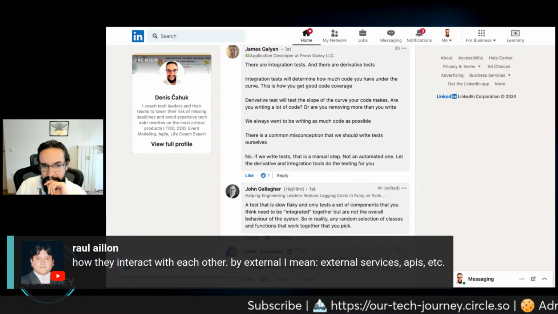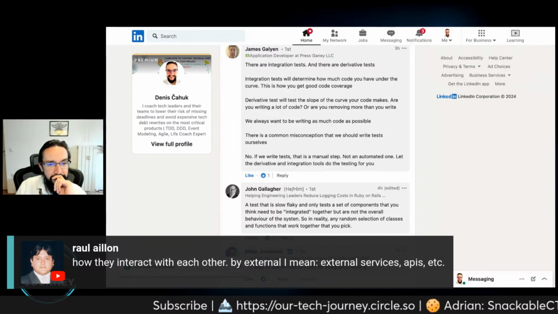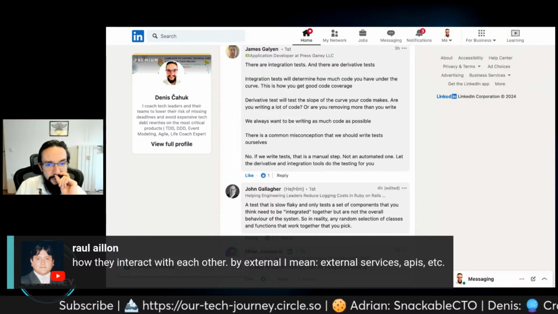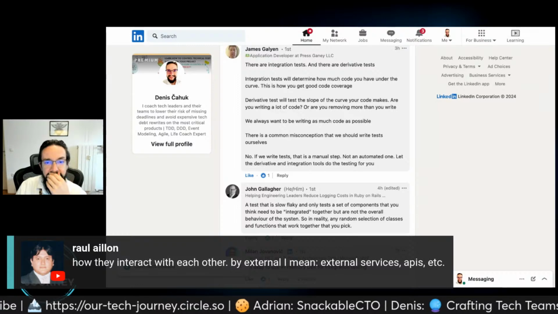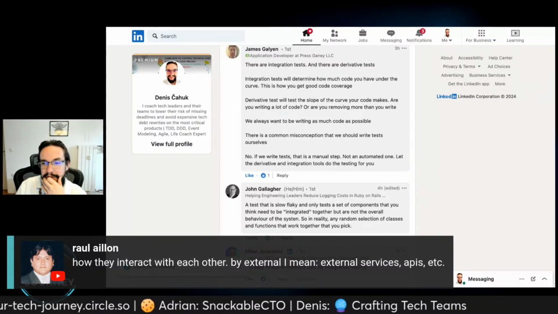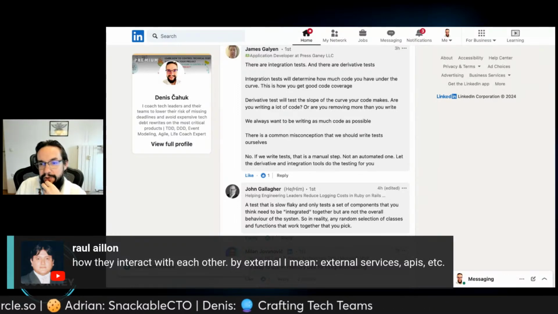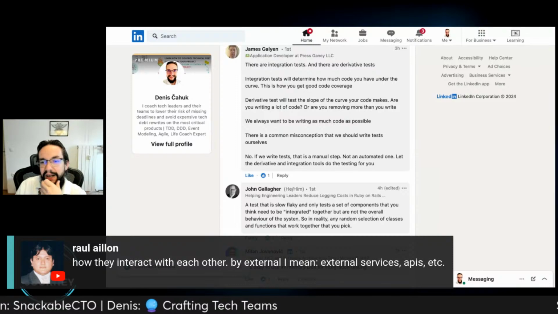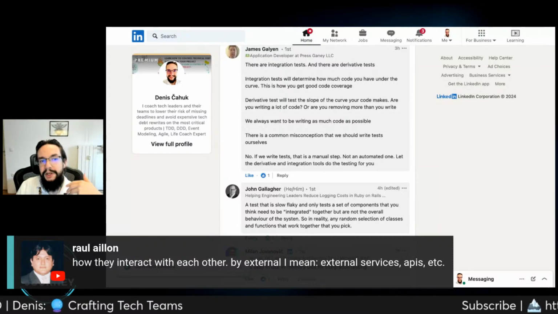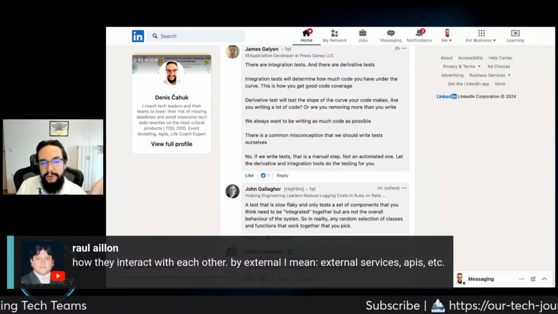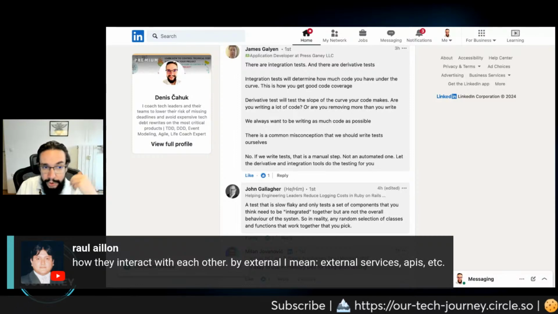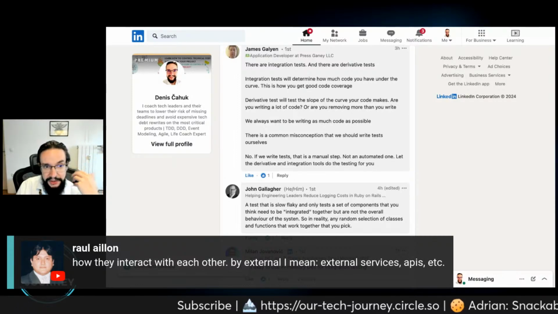Raul says, regarding his previous statement, how they interact with each other. By external, I mean external services, APIs. Ah, I see. So integration testing is validating the modules that you use that are external, so you communicate with them through the network or some other network-based interface.